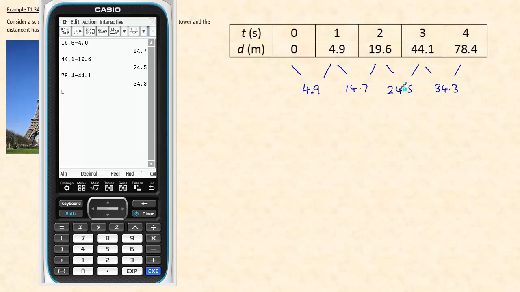So the first difference is not constant, they're not all the same, so it's not a linear relationship. So we go ahead and take a second difference. If you do that, you'll find that they're all 9.8. That means we have a constant second difference, and that tells us that the relationship is quadratic. So d is going to be of the form at squared plus bt plus a constant c. A, b and c are all constants, or just numbers, that we're trying to find.